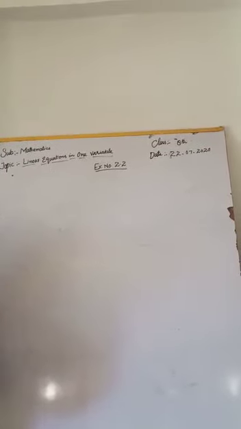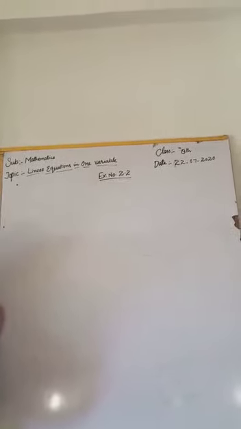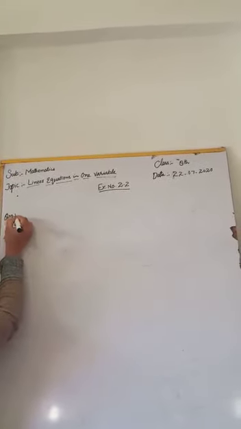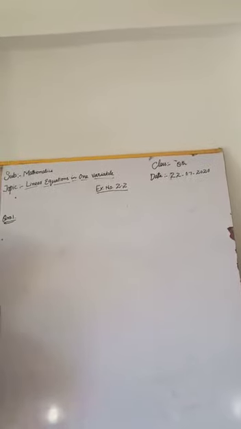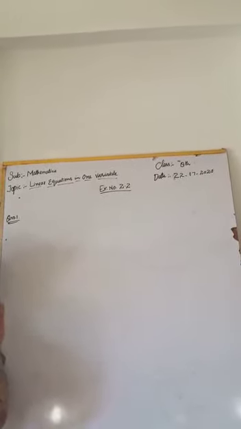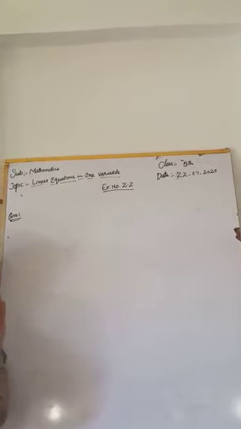Again it's class 8, subject mathematics, chapter linear equations in one variable, and today we are going to start exercise 2.2. So let's start with our question number 1. Question number 1 is, if you subtract 1 by 2 from a number and multiply the result by 1 by 2, you get 1 by 8. What's the number?